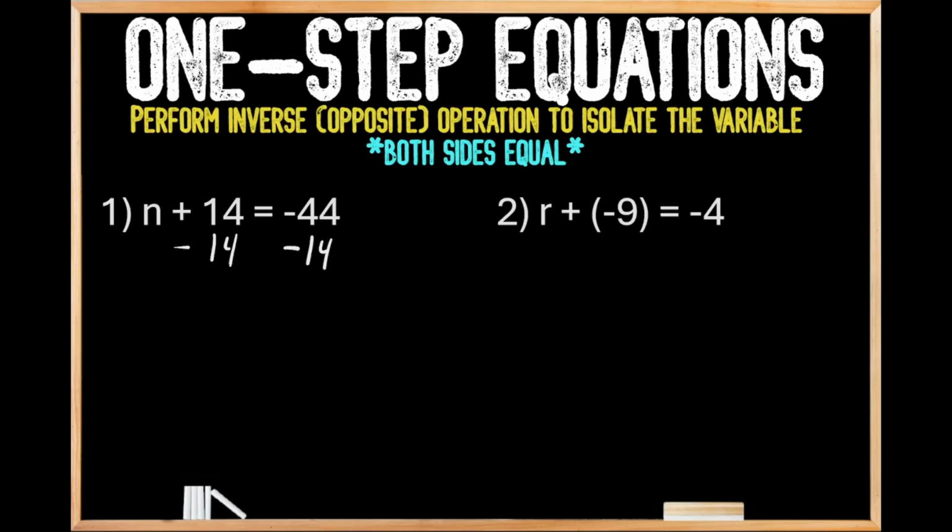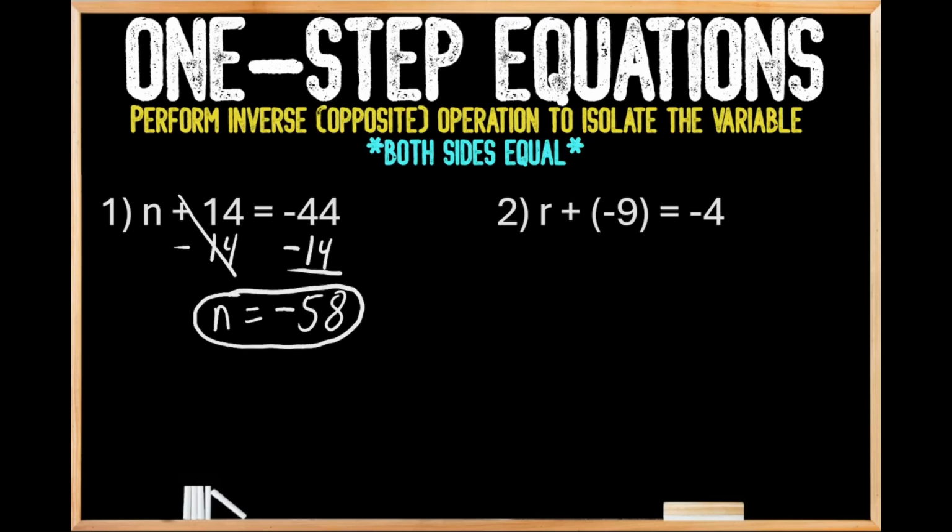So starting out with the left-hand side here, our adding 14 and subtracting 14 cancel each other out. So now our variable of n is isolated. And then for the right-hand side here, we're going to be subtracting 14 from negative 44. So we're going to be decreasing in value. So when we subtract 14 from negative 44, we get negative 58. So n is equal to negative 58.